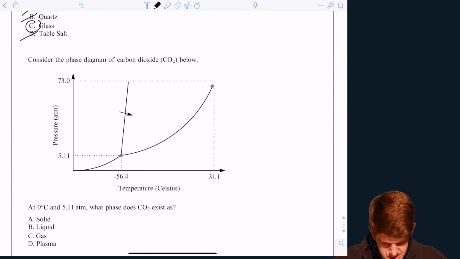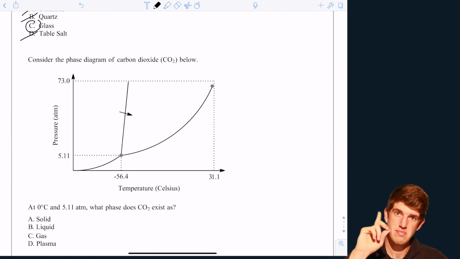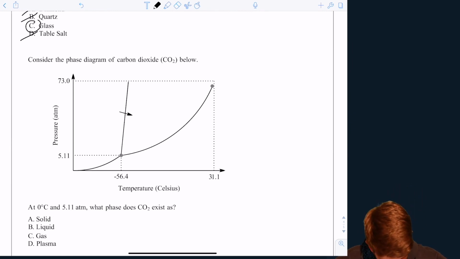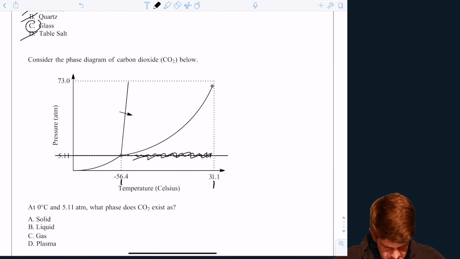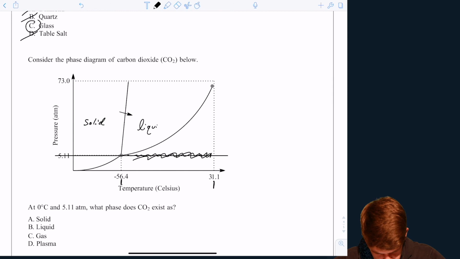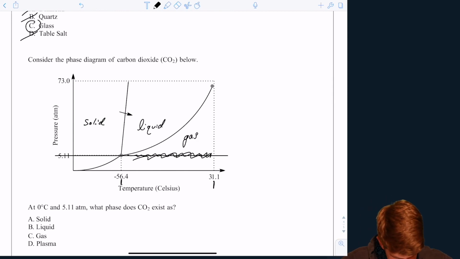Consider the phase diagram for carbon dioxide. At 0 degrees Celsius and 5.11 atmospheres, what phase does CO2 exist as? Well, 0 degrees. Oh, I don't know where 0 degrees is. Doesn't matter. If I know this is 5.11, and here is my boundary, that means that some point along this line is 0 degrees Celsius. So if I know that this is the solid, this is the liquid, this is the gas, CO2 exists as a gas.